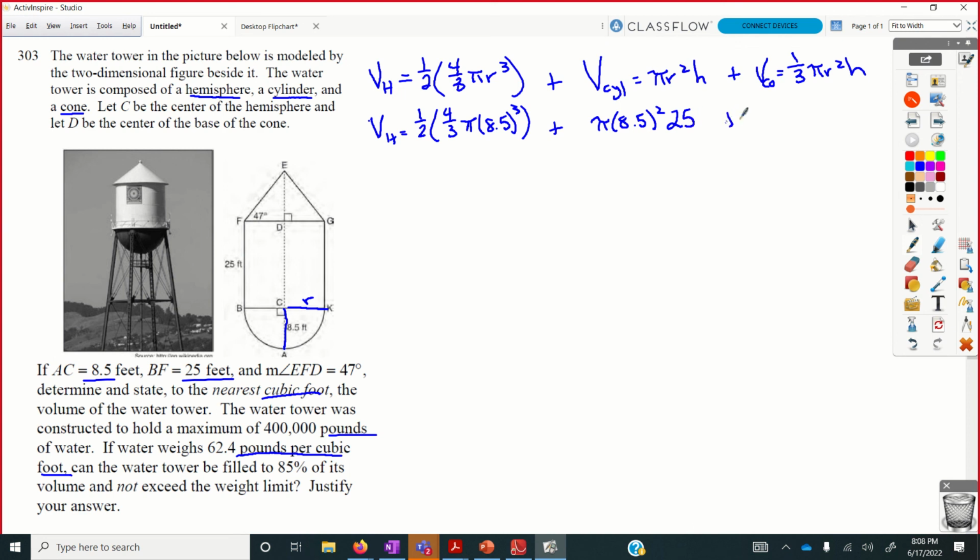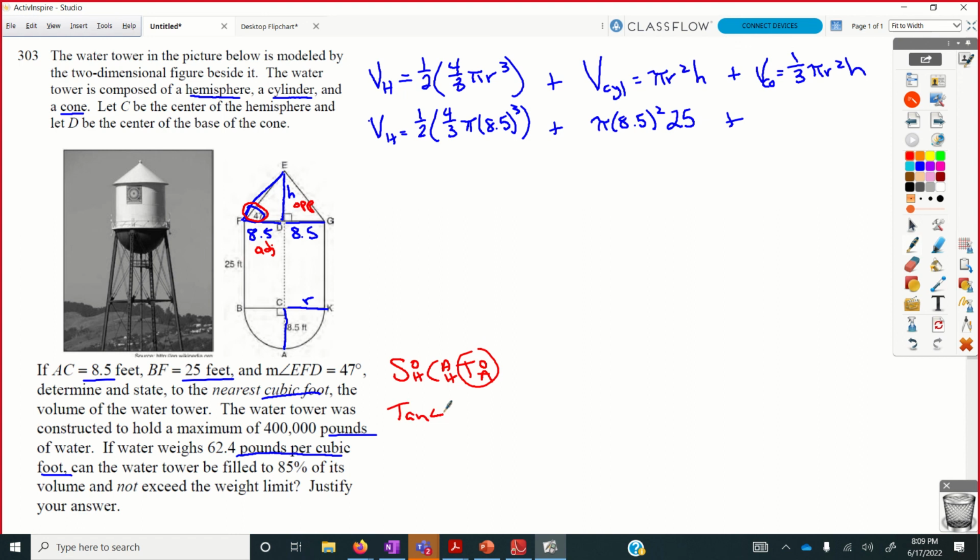Now, the part we're going to have a little bit of trouble with is that we know the radius of the hemisphere is also the radius of the cylinder, which is also the radius of the cone, but we don't know the height of the cone. But we can get it because we're looking at a right triangle. We have one of the sides, which is 8.5, and we have an angle, so we are going to bust out some SOHCAHTOA here. We have the adjacent, which is 8.5, and the opposite is the height. So we're going to pick our tangent here.